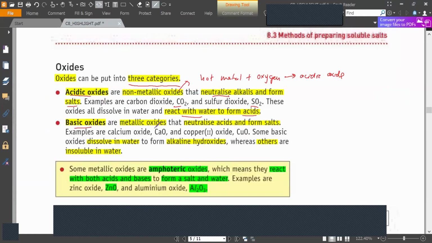Basic oxides are metallic oxides: metal plus oxygen turns to basic oxide. They can neutralize acid because they are basic. Examples: calcium oxide, copper oxide. Some dissolve in water to form alkaline hydroxide; others are insoluble in water.